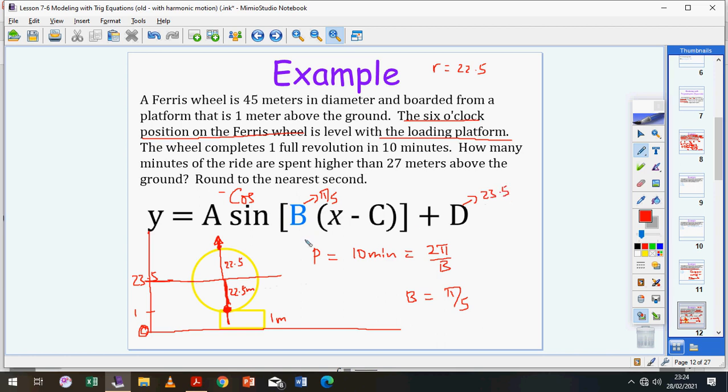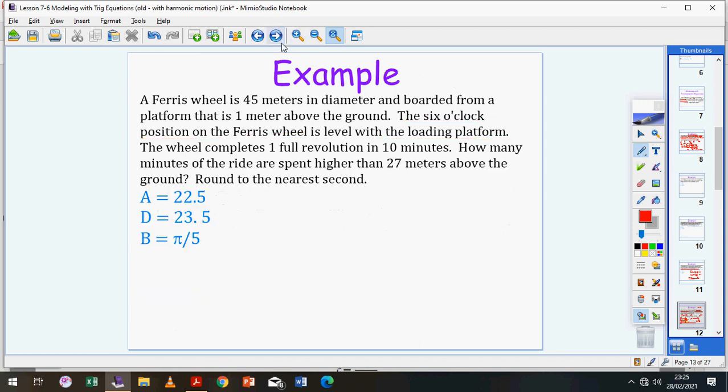How high above the midline it goes, or how low below the midline it goes, is your amplitude. So since the radius is 22.5, it's going to go 22.5 above the midline, to a position of 46.5. That tells me that my amplitude is 22.5, right? So I have amplitude, I have the nature of the function, I have b, I have d, I just need to find c. So let's try to find c.